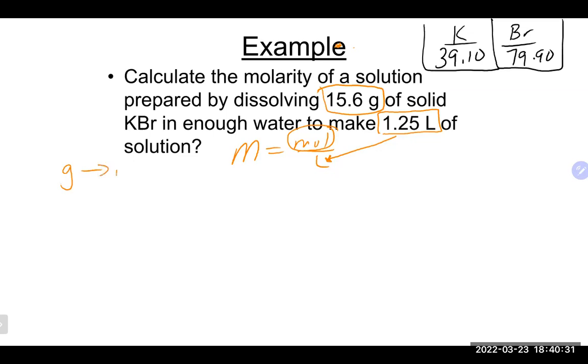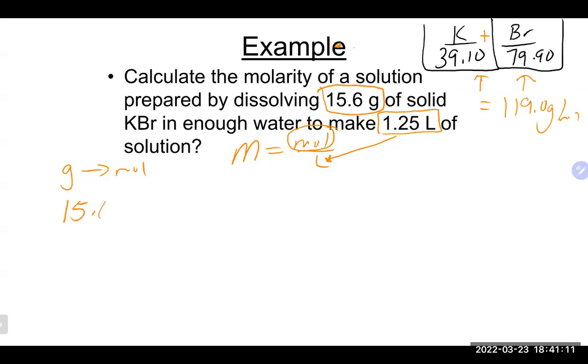Grams to moles, we use the molar mass from the periodic table. That's our conversion factor to go from grams to moles. In this case, it's KBr, so we just need to add these two together. That would get us basically 119 grams per mole as the molar mass of KBr. Converting grams to moles is a very common thing you have to do in these types of problems. As we talked about in chapter 7, I think, we do grams to moles using the molar mass. So that's where we want to start here.